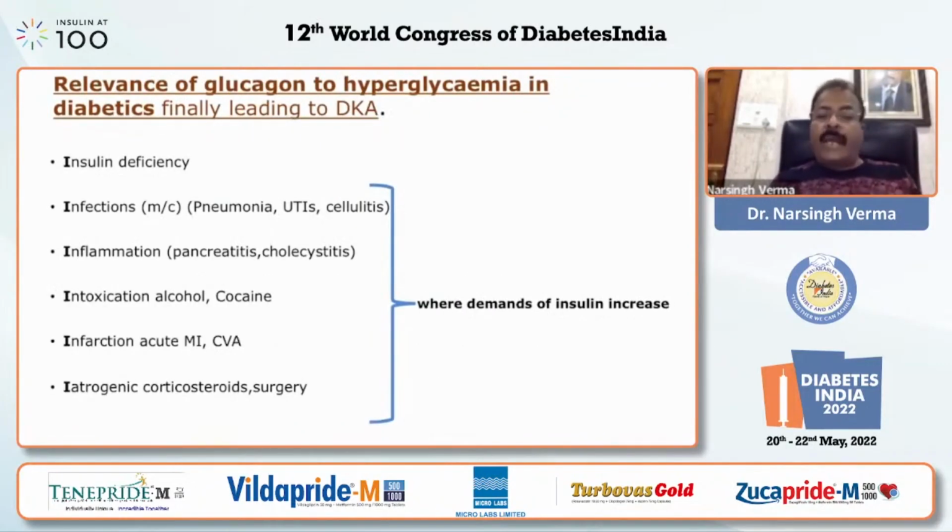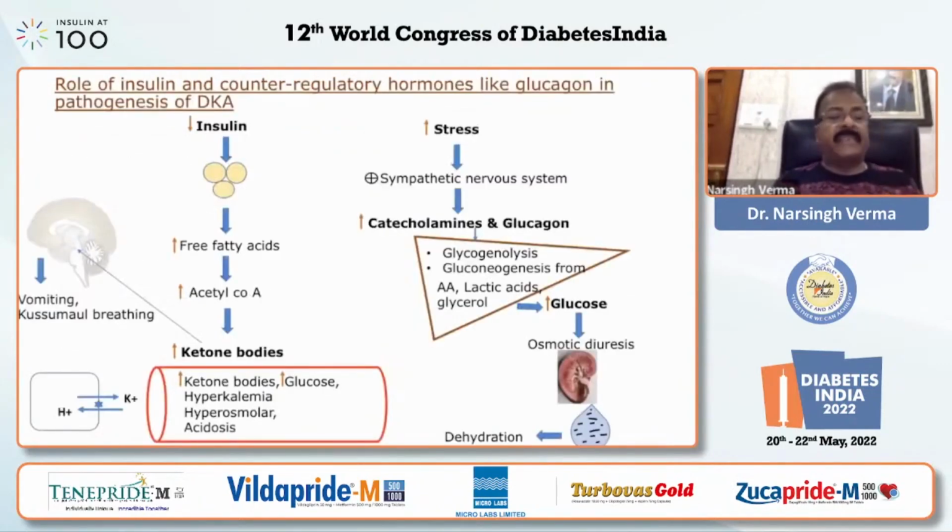Relevance of glucagon to hyperglycemia in diabetes, finally leading to DKA. Insulin deficiency, infections like pneumonia, UTI, cellulitis, inflammations like pancreatitis, cholecystitis, intoxications like alcohol, cocaine, infarctions like acute MI, CVA, and iatrogenic causes like corticosteroids and surgery. These 6 I's are responsible for producing these conditions, where the demand for insulin increases, and here glucagon becomes very important in the development of DKA.